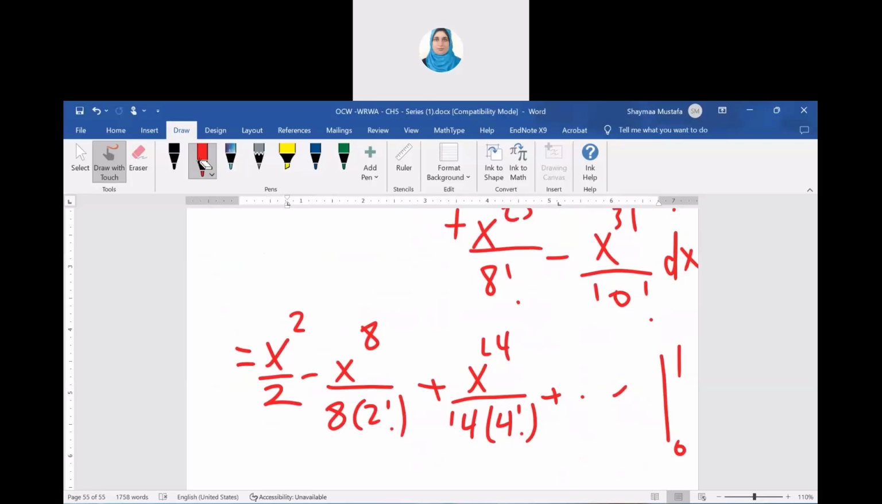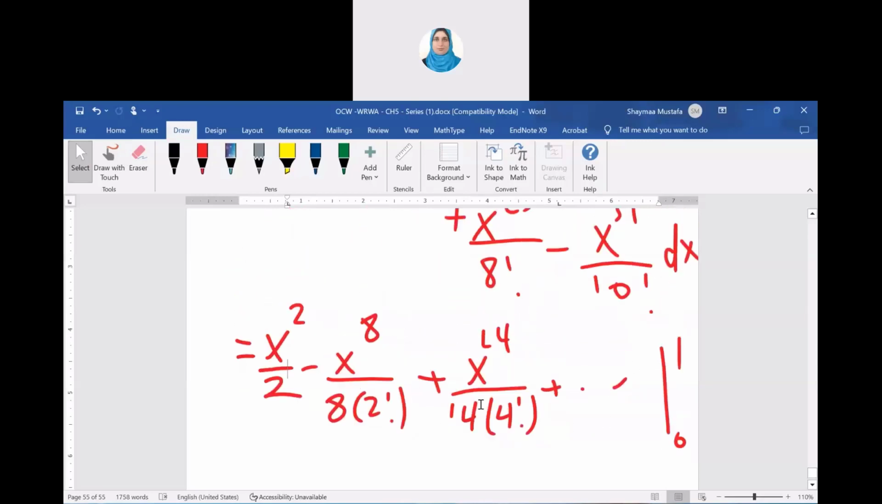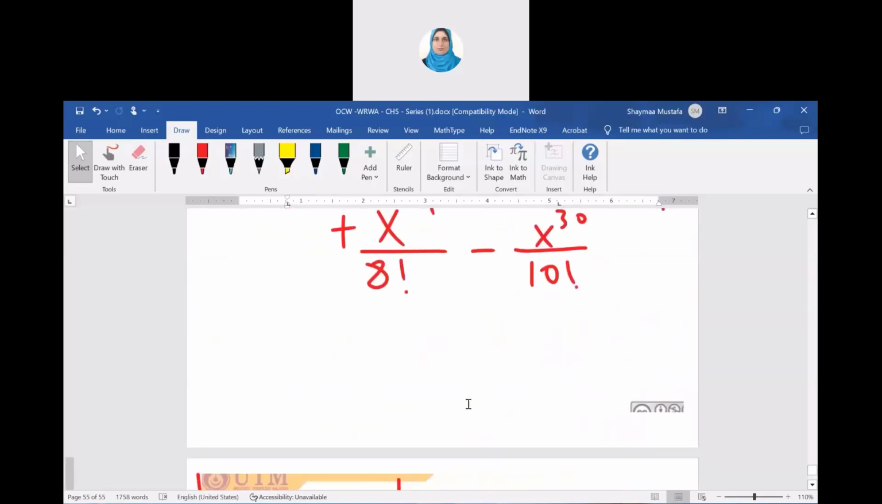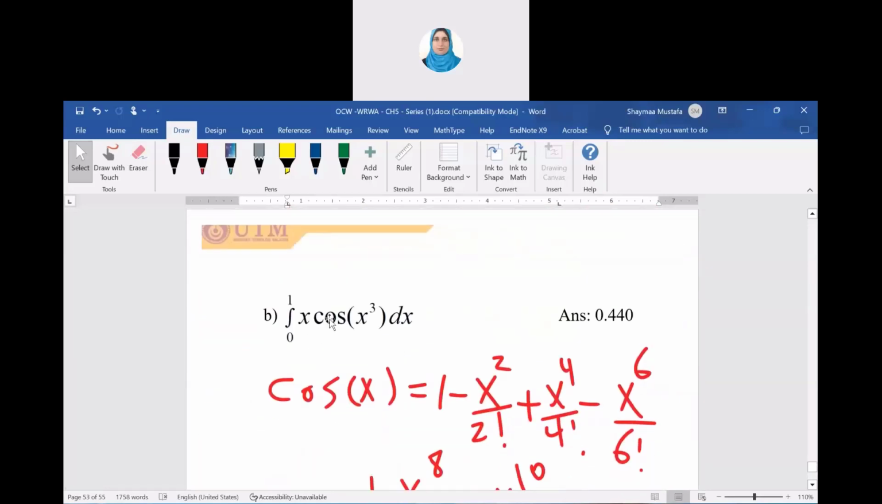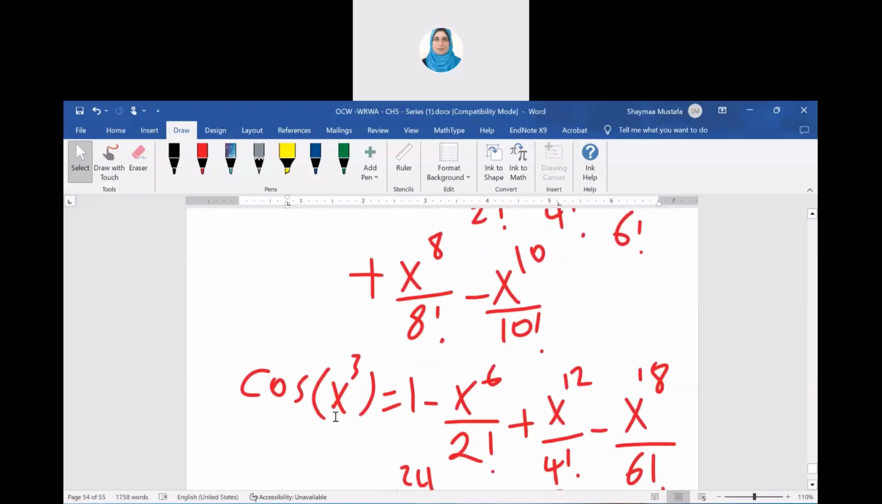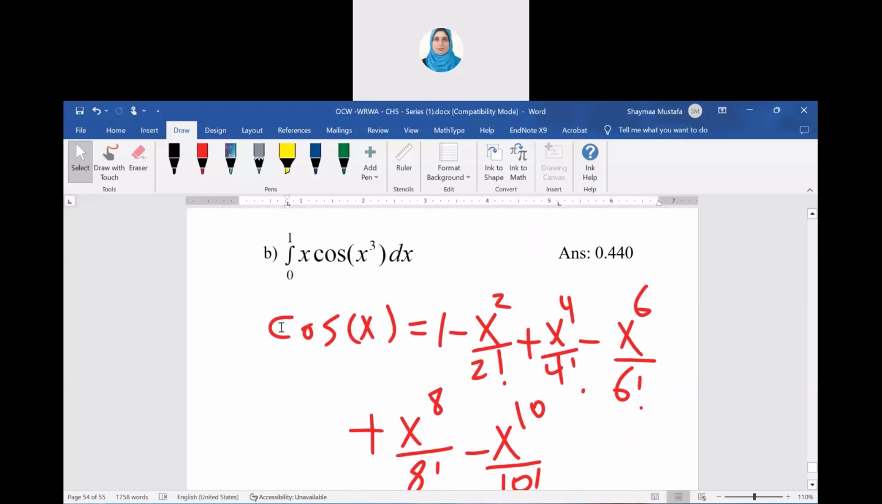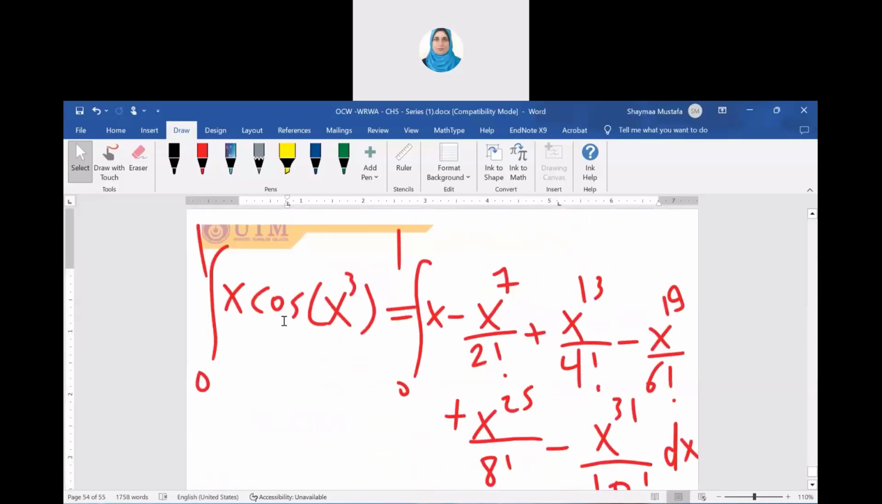So you need to substitute x equal to 1 and x equal to 0, where the term will be cancelled. So just x equal to 1, up to 6 terms, you need to find the results. So simply, you need to find the Maclaurin series for x cos x cubed. We know the Maclaurin series for cos x. Use it to find the Maclaurin series for cos x cubed, and then multiply by x.